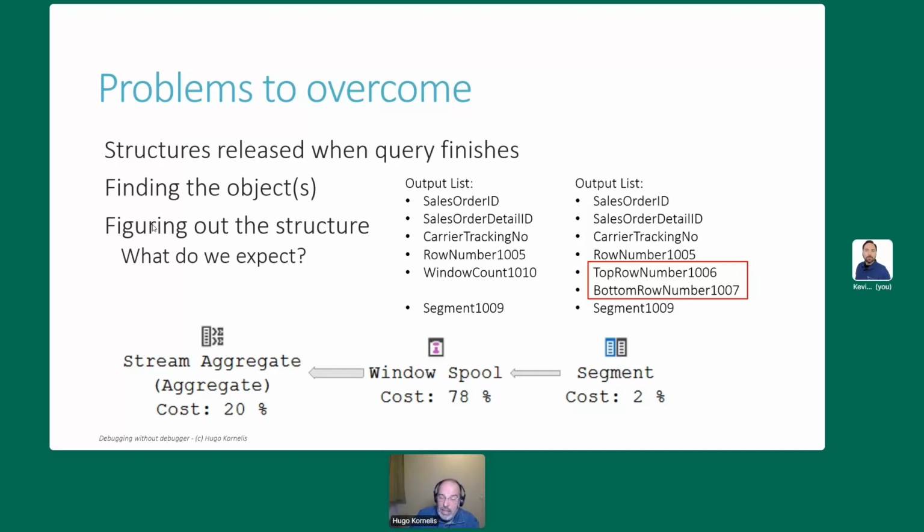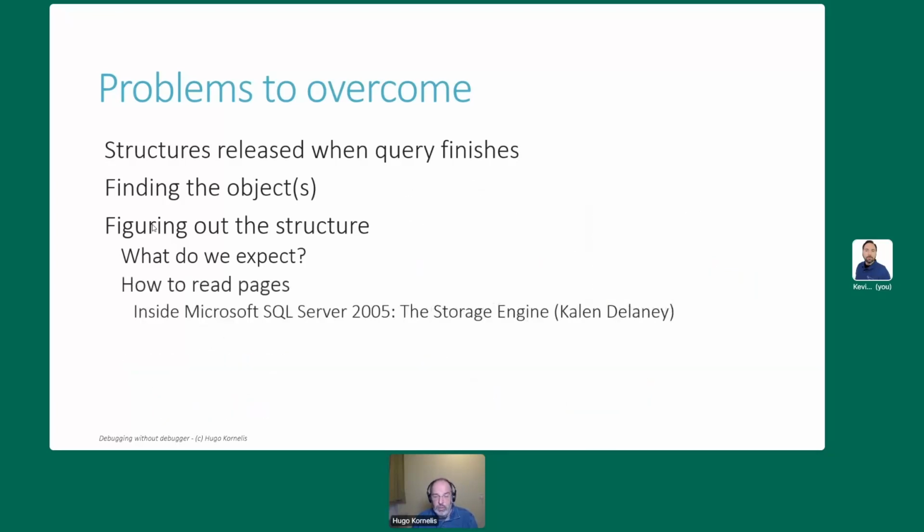The window count 1010 is not coming from the input, it is only computed when Windows spool does its work, so I don't expect that column in the work table. So basically what I expect is everything that segment returns to the Windows spool, with a small question mark for segment 1009, and not window count 1010. I expect that to be produced but not stored in the work table.